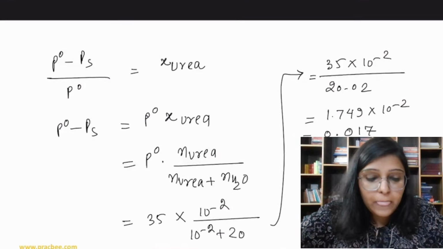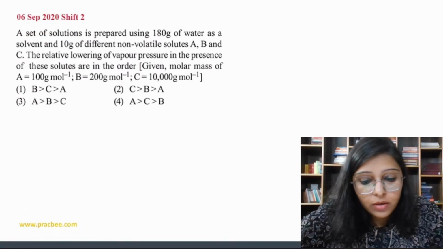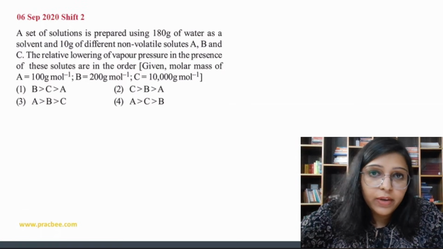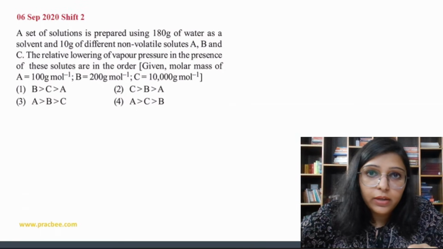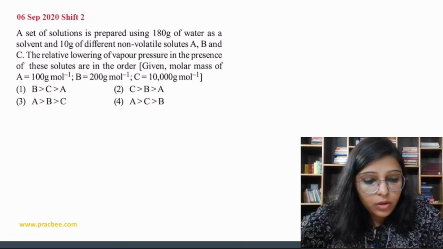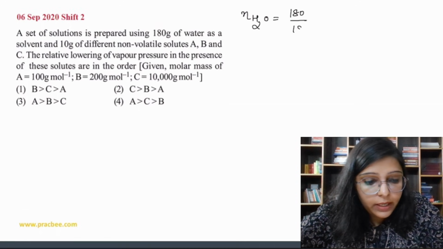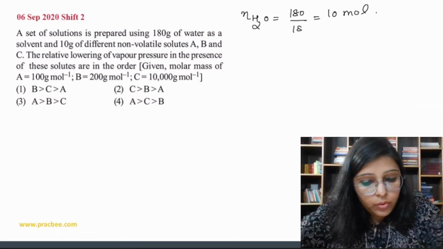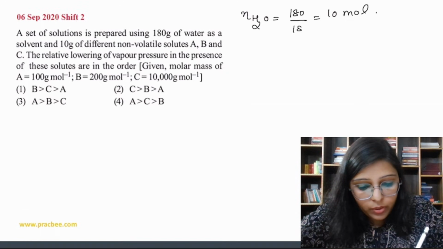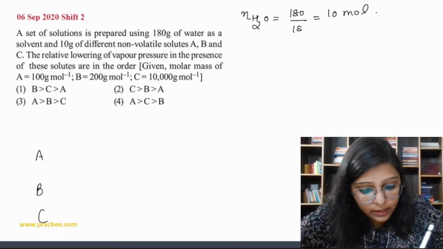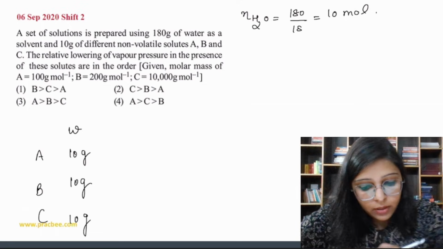Okay, now let's do the next question. A set of solutions is prepared using 180 gram of water as a solvent. 180 gram of water means the number of moles of water is equal to 180 upon 18, which is equal to 10 mole, as a solvent. And 10 gram each of different non-volatile solutes A, B and C.